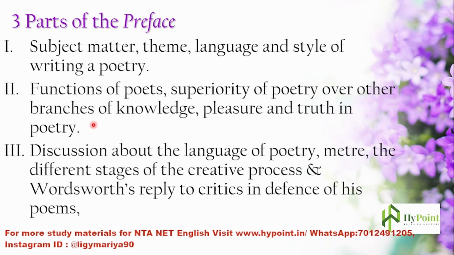In the first part we can see subject matter, theme, language, and style of writing poetry. In the second part we can see the functions of poets, superiority of poetry over other branches of knowledge, pleasure and truth of poetry. And in the third part, again he is discussing the language of poetry, meter, the different stages of the creative process, and Wordsworth's reply to critics in defense of his poem. So these things we can see in the third part.